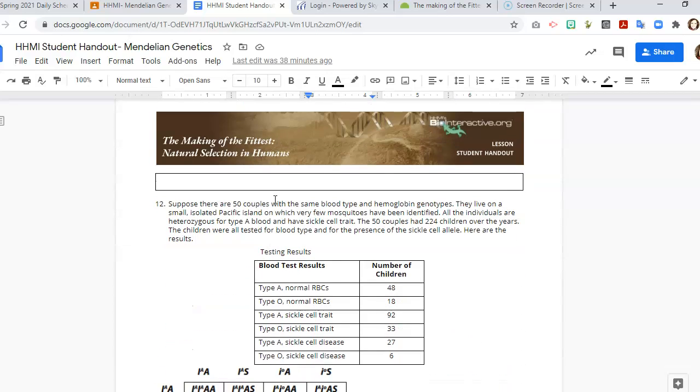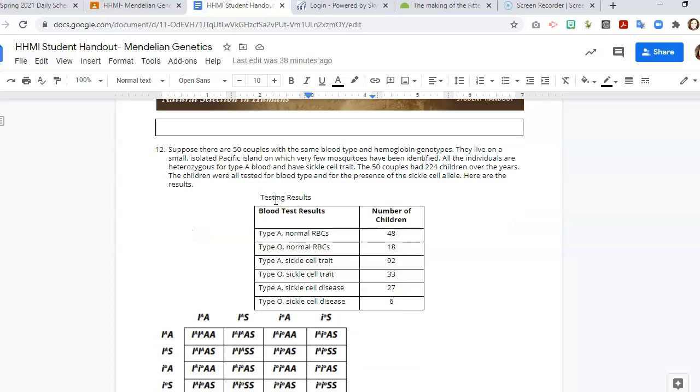All right, if you are done with number 11, let's talk about number 12. There are 50 couples with the same blood type and hemoglobin genotypes. They live on a small, isolated Pacific island on which very few mosquitoes have been identified. All of the individuals are heterozygous for type A blood and have sickle cell trait.